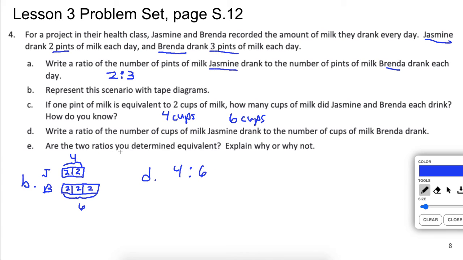Are the two ratios you determined equivalent? Are these equivalent? We could justify it with our giant one. The tape diagram does it too, but let's go ahead and justify it with a giant one here. We multiply each of these by 2, we would have 4, 6. So that justifies that those ratios are equivalent.